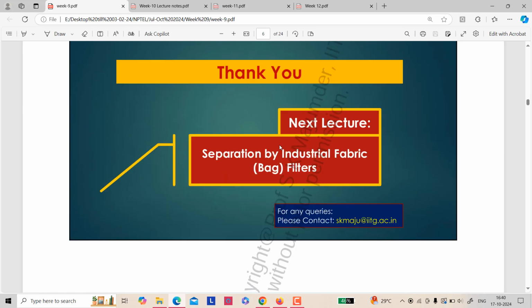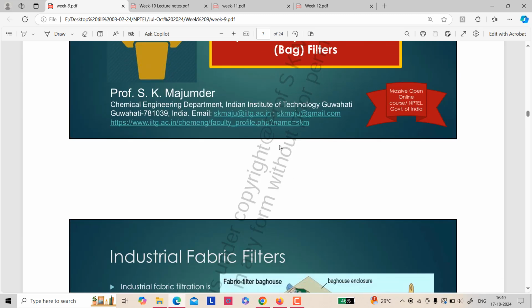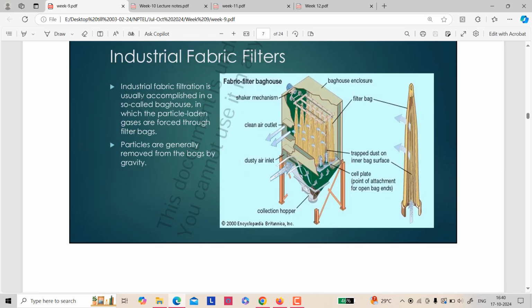This is the bag filters. Next is the industrial bag filters. Filtration is usually accomplished in a so-called baghouse in which the particle-laden gases are forced through filter bags. Particles are generally removed from the bags by gravity.